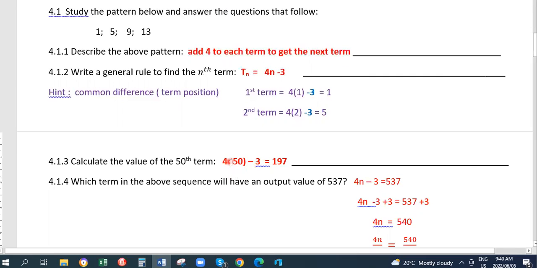Remember, your brackets means times. You can put the times sign if you want. So 4 times 50, which is 200. 200 minus 3 is 197. So that's your answer.